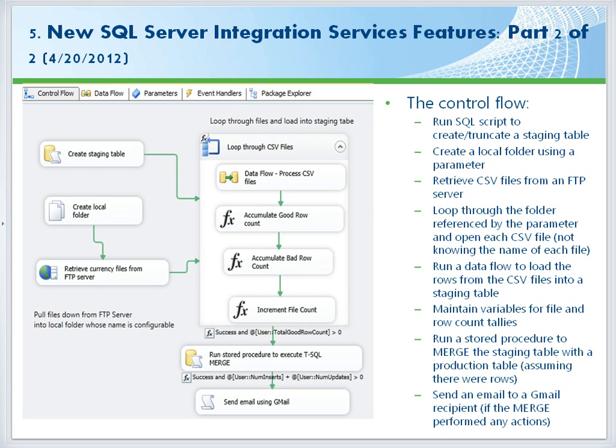And then at the end, I'm going to run a stored procedure if it's necessary to do so, if I actually encountered good rows. And that stored procedure is going to bring back, after it runs the merge command, the number of inserts, the number of updates, and if I actually had some activity, I'm going to send an email using Gmail, so I'm going to have to write a script.